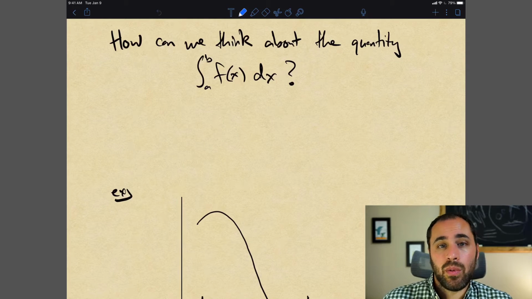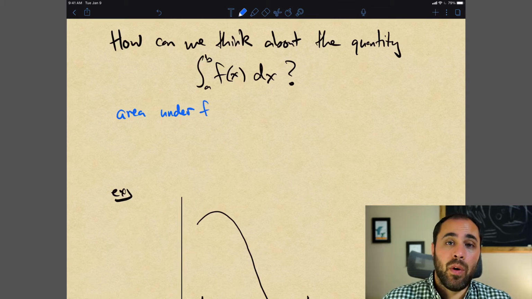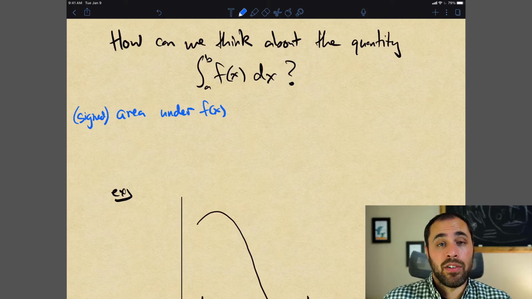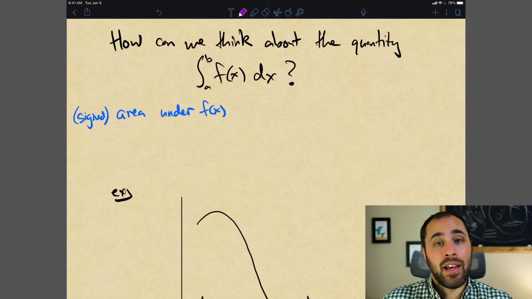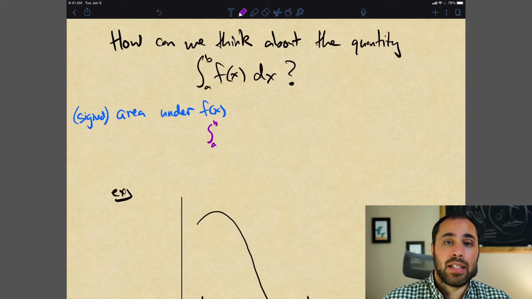So what do we think of when we see this definite integral symbol, the integral of f from a to b with respect to x? Well, the first thing that comes to mind might be the area under the graph, under the curve y equals f of x. Well, it's more correct to say the signed area because the area is allowed to be negative if it's under the x-axis.